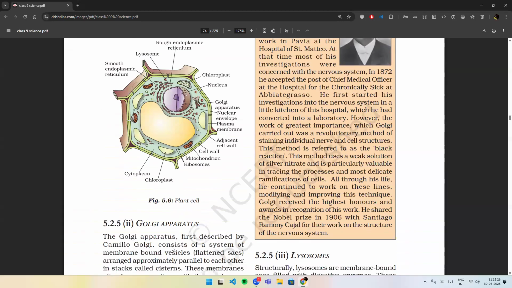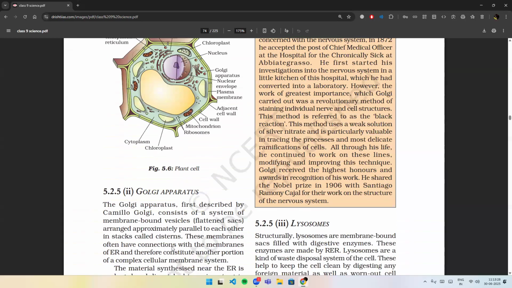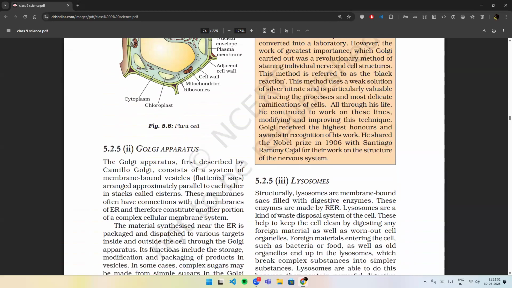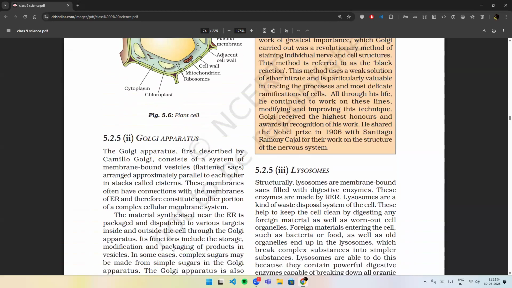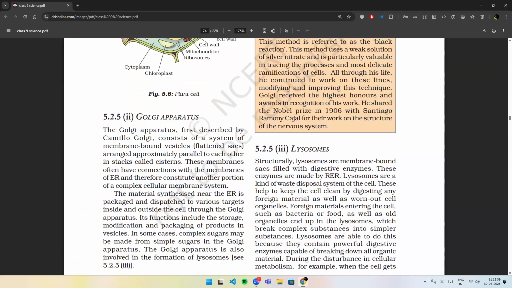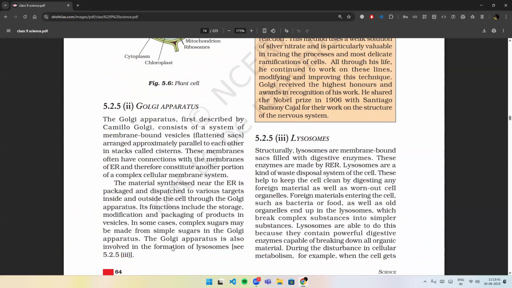Golgi apparatus. The Golgi apparatus, first described by Camillo Golgi, consists of a system of membrane-bound vesicles arranged approximately parallel to each other in stacks called cisterns. These membranes often have connections with the membranes of ER and therefore constitute another portion of a complex cellular membrane system.